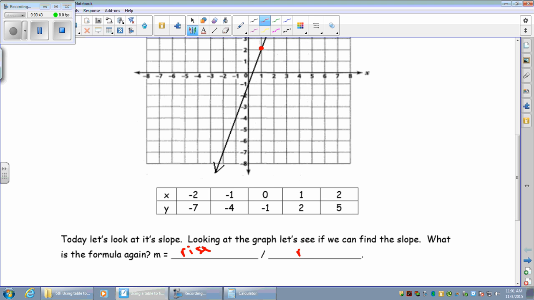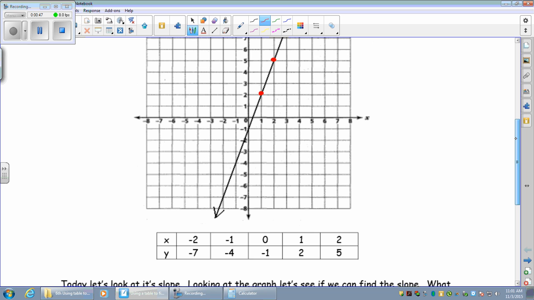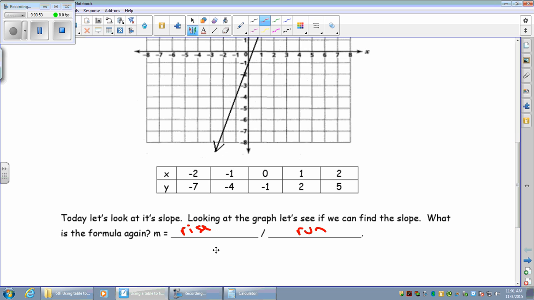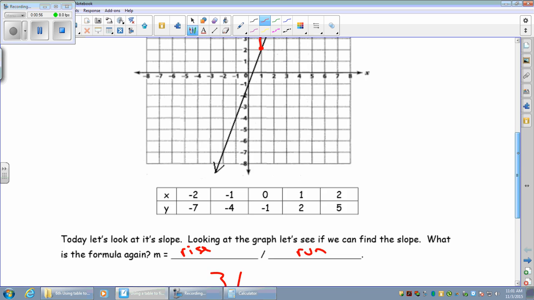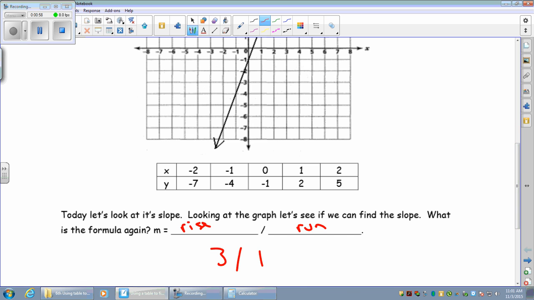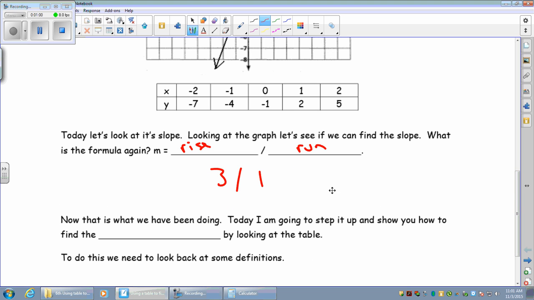Rise over run. So looking at that, what is the rise between these 2 points? Well, it is 1, 2, 3. And what is the run? 1. All right, so the slope of this table is either 3 over 1 or just 3. Now that's what we've been doing.